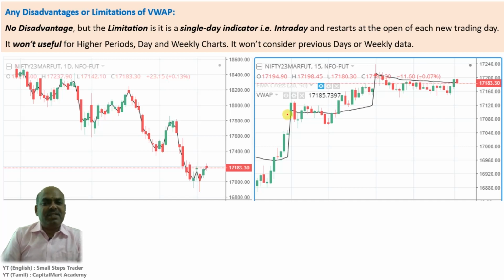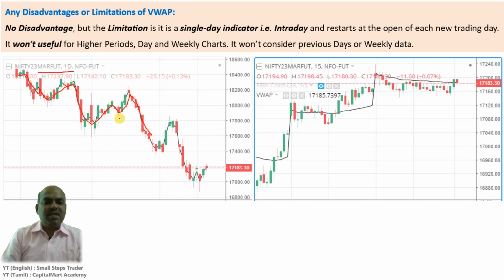So, this is the limitation, not a disadvantage. This indicator cannot be used for day, weekly and monthly charts. You can use it, but you cannot derive anything out of that. For example, if you see the left side chart, it is a Nifty future chart. It is a day chart. See, the VWAP is hovering above all the candles. What do you derive from that?